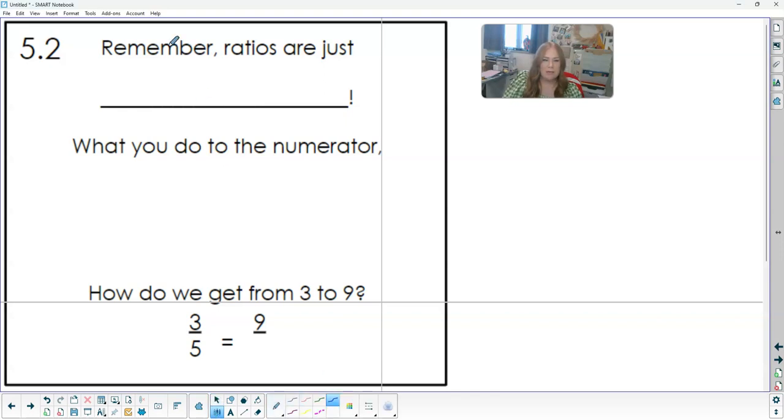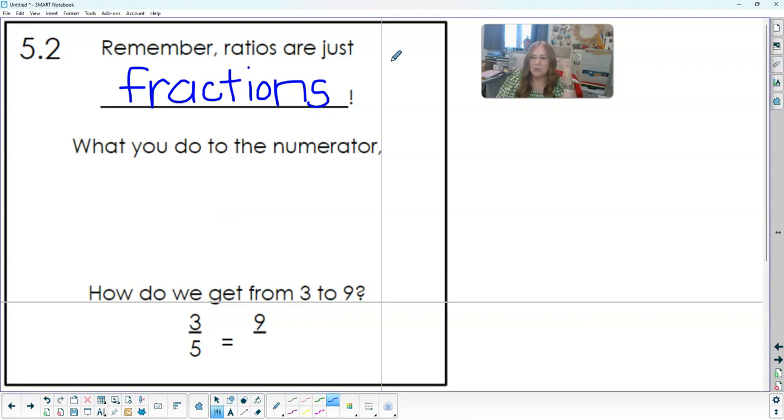If we remember, ratios really are just fractions. That's it. It is just a fraction. We are comparing two parts. Ratios are just fractions. We can write it with the word "to", we can write it with a colon, but we can also just write it as a fraction.